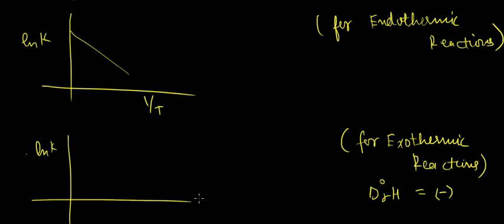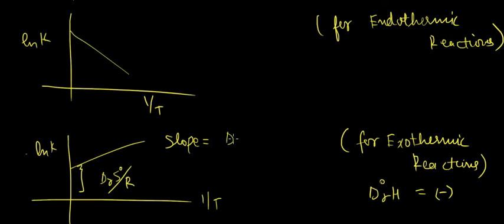We have ln K and 1 upon T here. So this would be something like this, where the intercept would be delta Rs naught upon R and the slope would be equal to delta Rh naught upon R.